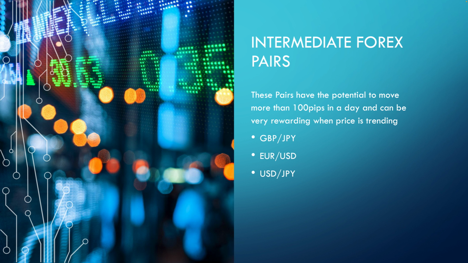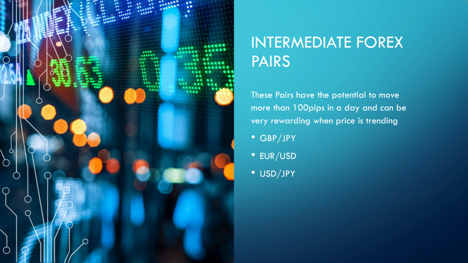Now, here goes some more intermediate Forex pairs. These pairs are for people who want to see a lot more volatility. It says that these pairs have the potential to move more than 100 pips in a day. It can be very rewarding when price is trending. This means that there are huge surges and huge movements in price on these currency pairs.